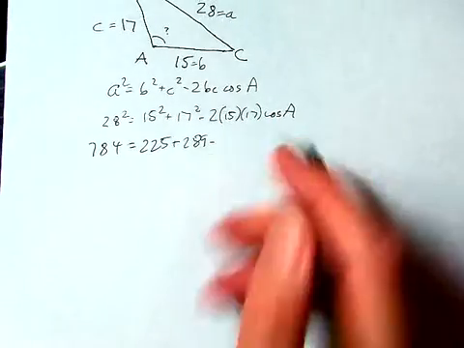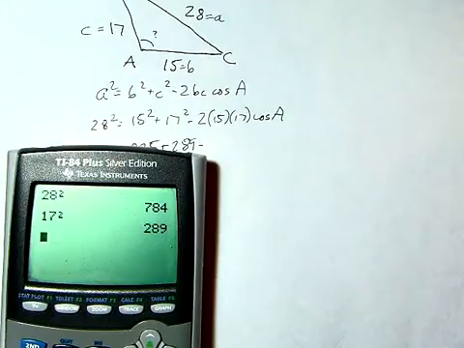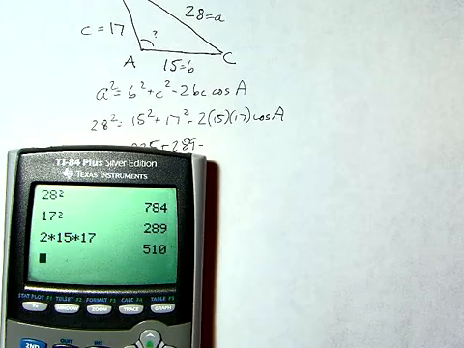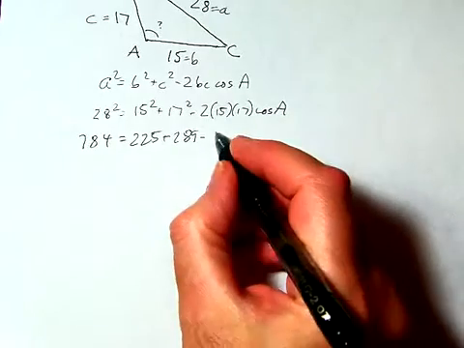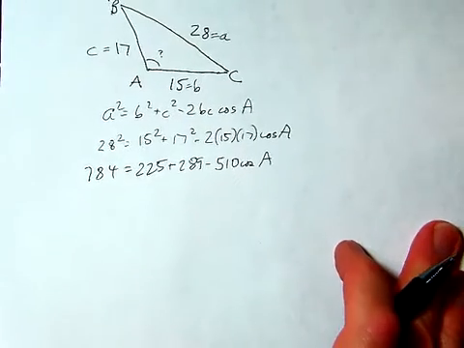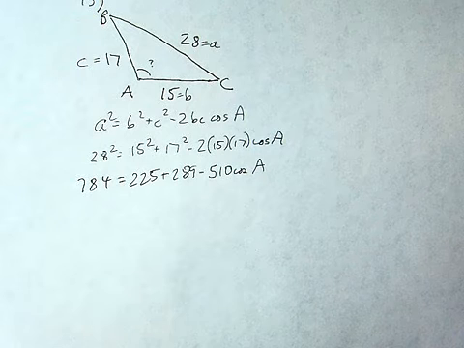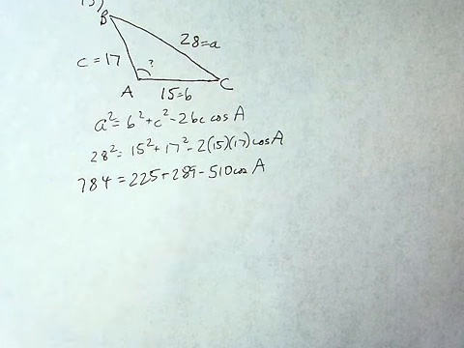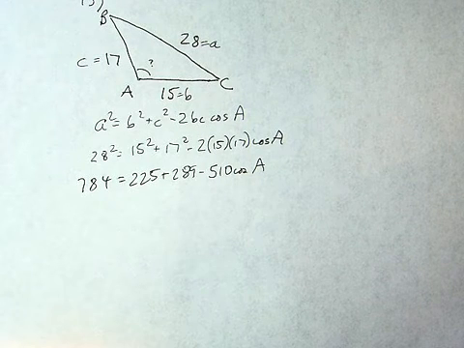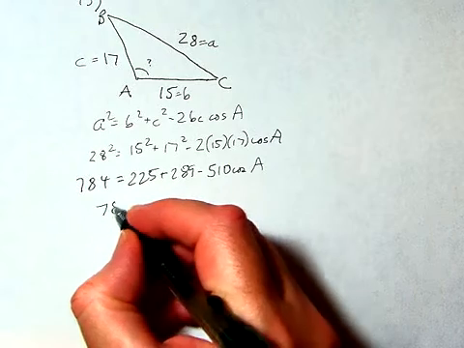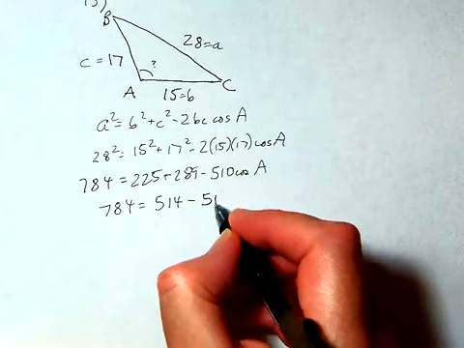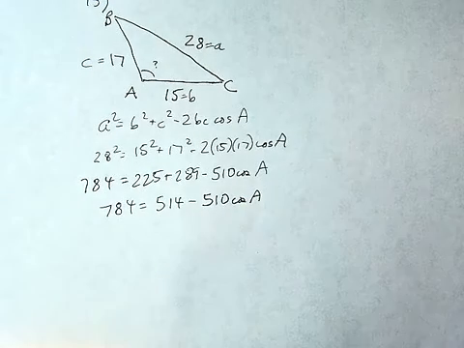Minus 2 times 15 times 17. Well, let's see what that is. 2 times 15 times 17 is 510. So this is minus 510 cosine A. Not hard to solve at this point. I can solve pretty easily for cosine A. So I'll have to add 225 and 289, which I'm doing on my calculator out of sight here. That's 514. So that's 784 equals 514 minus 510 cosine A.